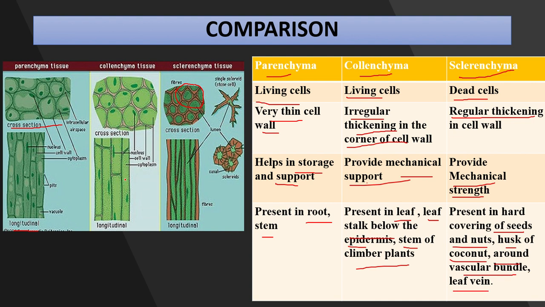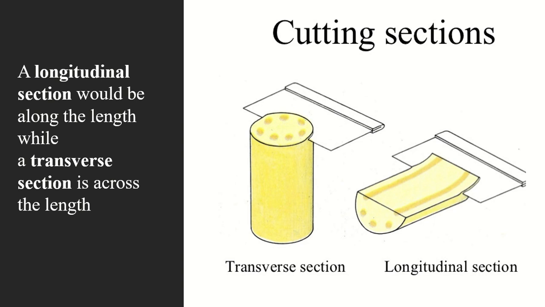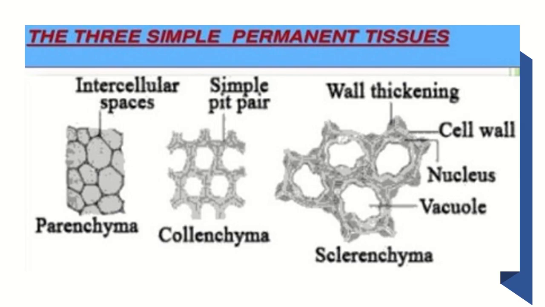Children, since I have told you about the transverse section and longitudinal section, let us see how exactly we get these sections. A longitudinal section is when the part is cut along the length. But a transverse section is when the plant part is cut across the length. That means when you cut it horizontally, you get a transverse section, and this is the way you get a longitudinal section. In the next slide, you will see the transverse section of these three different types of permanent tissue.